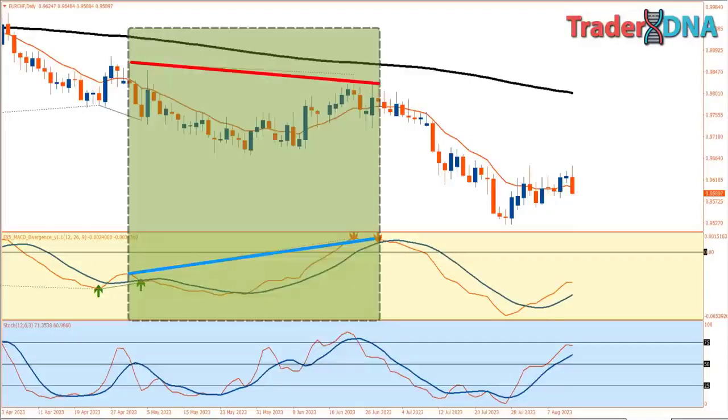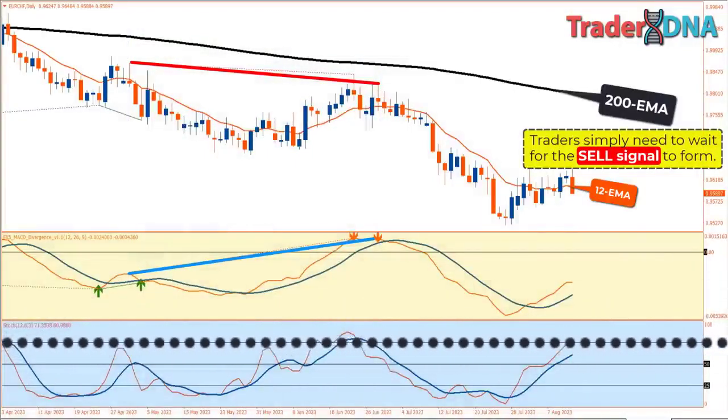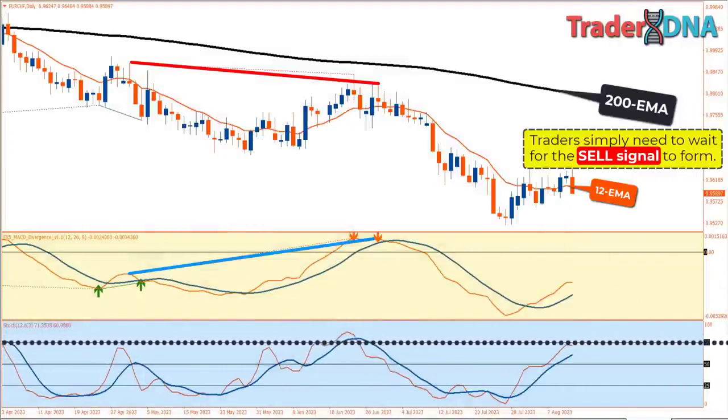This filter revolves around the divergence that occurs within the MACD lines, specifically when the MACD overbought oversold signal forms. As you can see on this chart, the price is moving below the 200-period EMA. This indicates that banks and other institutional traders view the market as bearish. Therefore, traders simply need to wait for the sell signal to form. Given the main trend being bearish, the next step is to await the price reaching an overbought condition, as we discussed in video part 2.